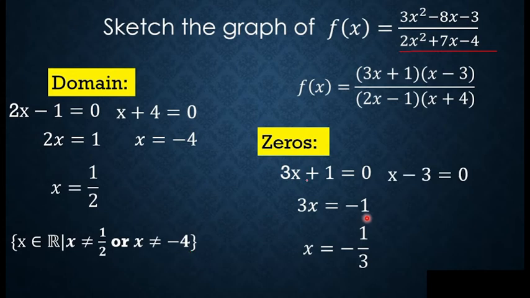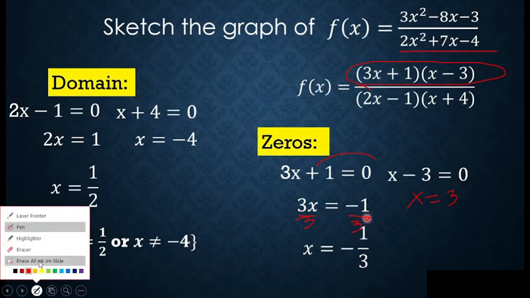Now for the zeros. Okay, so 3x plus 1 equals 0, and x minus 3 equals 0, looking at our numerator. Transpose the positive 1, it becomes negative 1. Divide both sides by 3, so x equals negative 1/3. Then the other one, x minus 3 equals 0, so x equals positive 3. So these are the zeros.